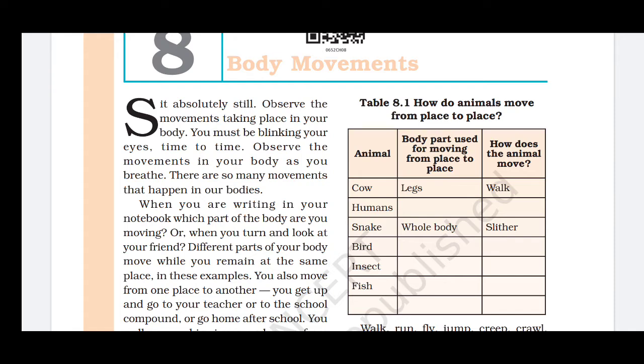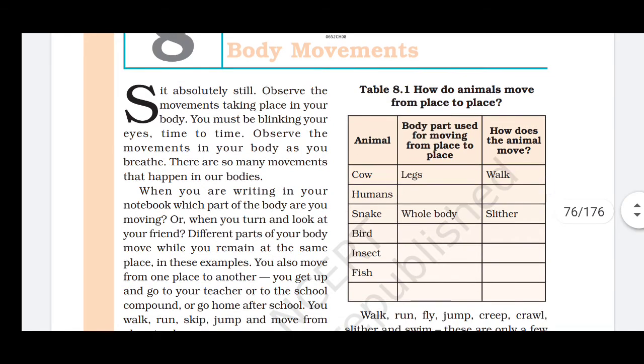So, seeing the first example of cow. Cow uses which body part to move? Yes, legs. And how does the animal move? By walking. Cow generally moves from one place to another by walking. Now, going to the next example, humans. Humans use which part of the body to move from one place to another? Right, legs. And how do they move? Walk. From going one place to another, we go by walking.